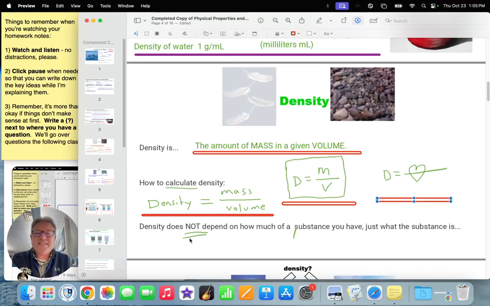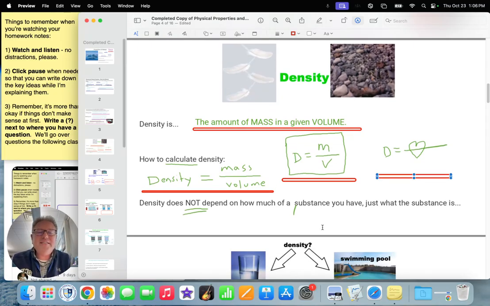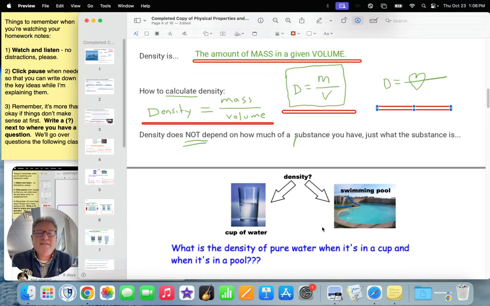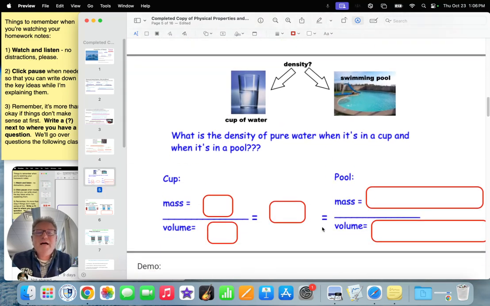The density of a substance does not depend on how much you have. You can have a lot of something, you can have a little something, as long as it's the same substance, it's going to have the same density. And here's an example to kind of put that in perspective. So here's one. Imagine we have water. We already described the density of water. Imagine we have a cup of water and a huge amount of water, a swimming pool of water. In the cup of water, let's say we have 5 grams of water, and that 5 grams of water takes up 5 milliliters of space.